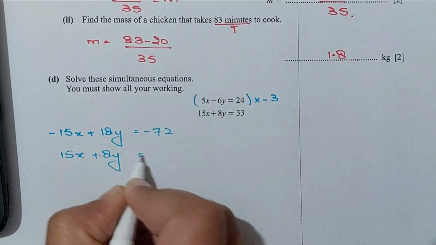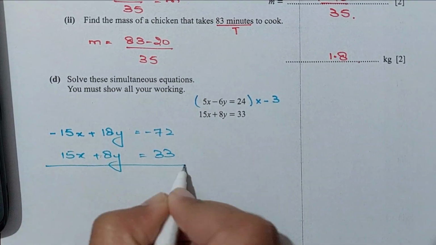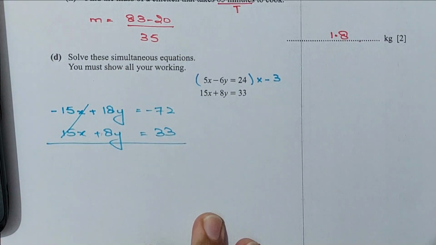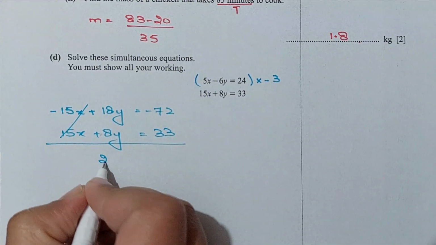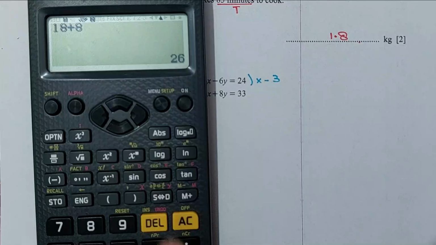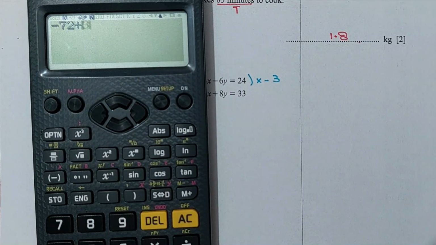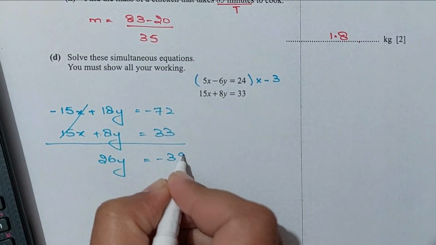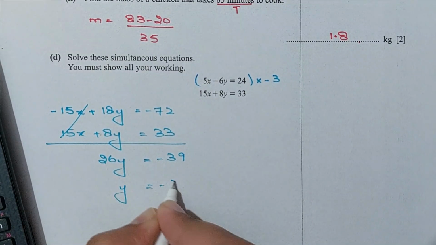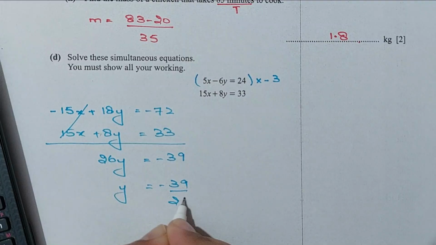Now let me add up the two equations to cancel the x. 18 plus 8 would be 26y, and minus 72 and plus 33 is negative 39. So what would be y? y is negative 39 over 26.